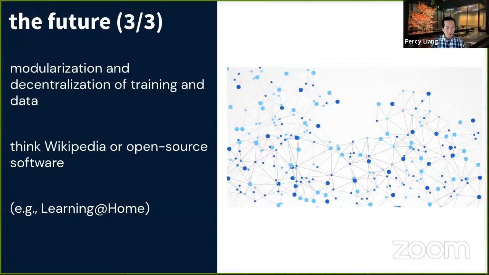And I want to lean on Wikipedia or open source software as a model of how the future of foundation models could evolve, where there is much more in the commons, and the contribution to these models is much more of a community effort rather than an arms race between a few powerful organizations.